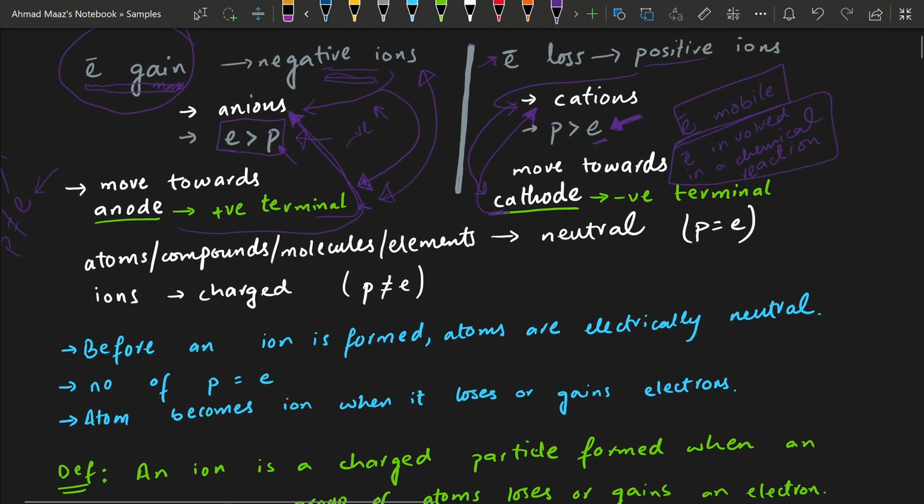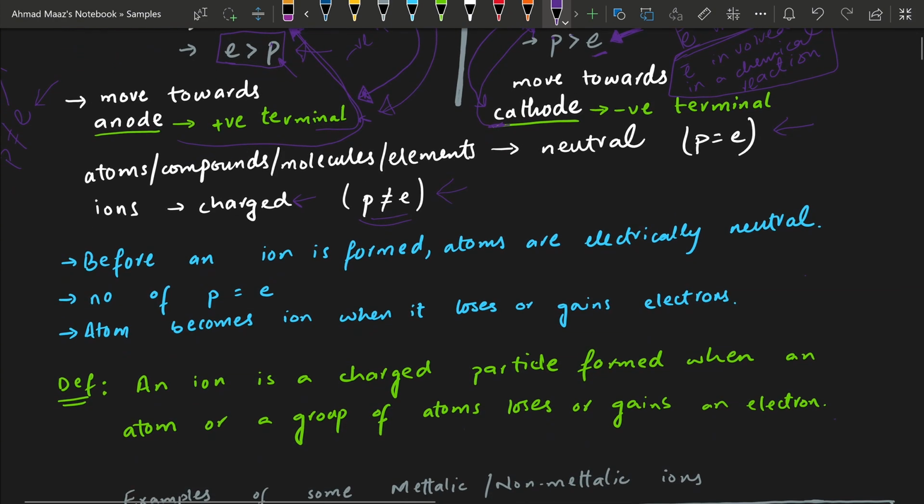Okay, let's move on. Atoms, compounds, molecules, elements, they're all always neutral. The number of protons always equals the number of electrons in them. But when electrons are either gained or lost, the number of protons and electrons is no more equal. They become ions. Alright, ions are charged particles. Ions are particles in which the number of protons is not equal to the number of electrons. That is why they have a charge.